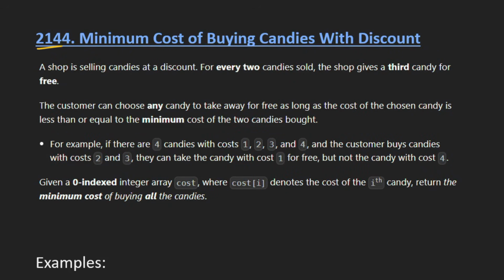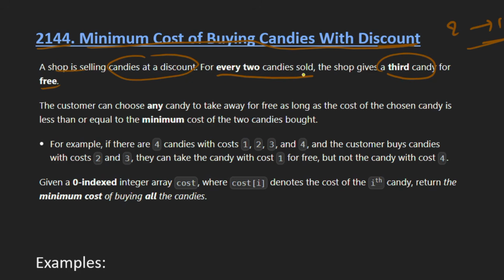So today's LeetCode question is 2144, which is Minimum Cost of Buying Candies With Discount, right? A shop is selling candies at a discount. For every two candies sold, the shopkeeper will give a third candy for free. So when we buy two candies, we get one free, right?